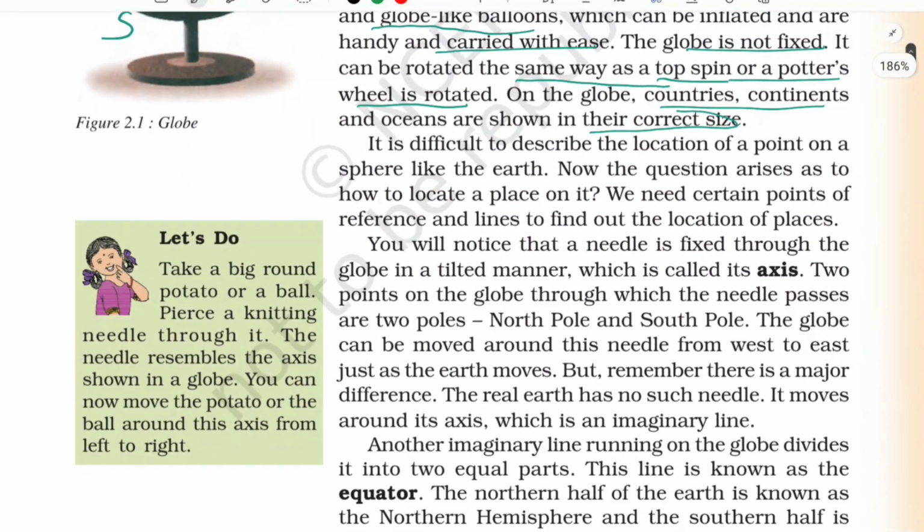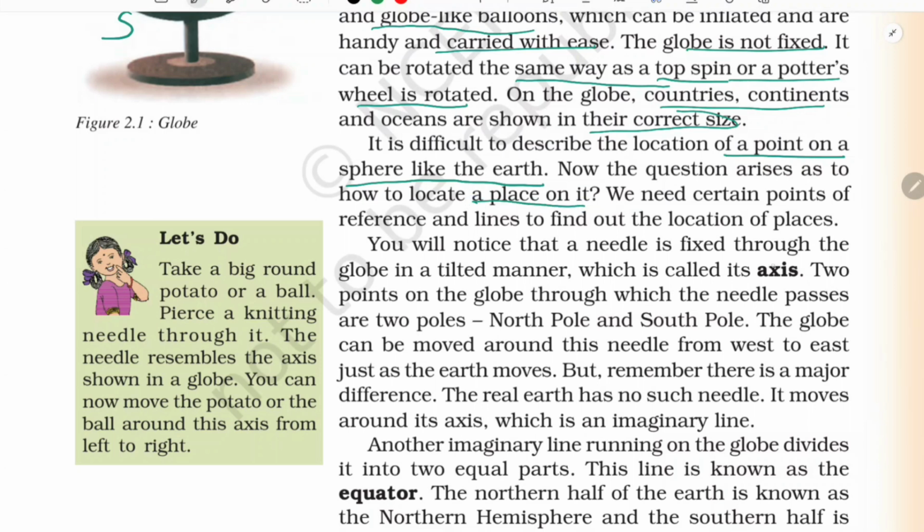It is difficult to describe the location of a point on a sphere like the earth. See, the earth is not a perfect circle shape, isn't it? It is a sphere, slightly tilted on its axis, with a northern pole and a southern pole. So now the question arises: how to locate a place on it?